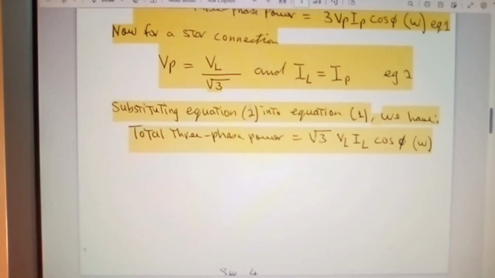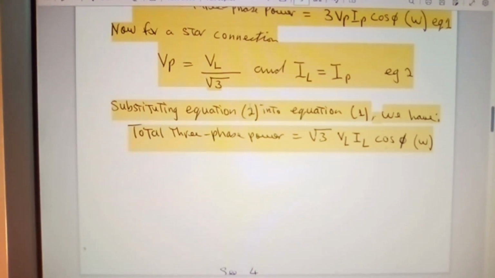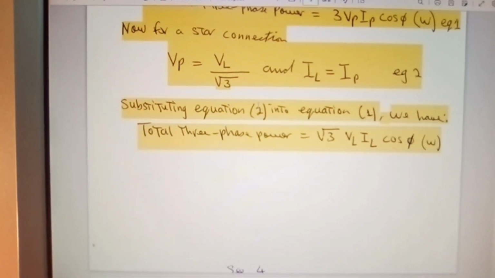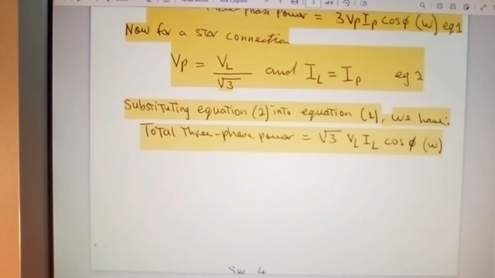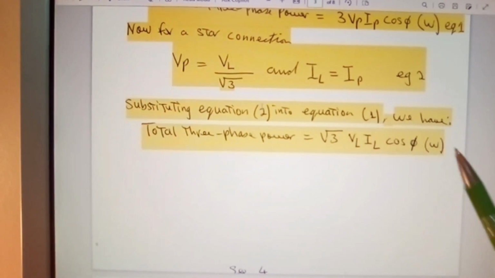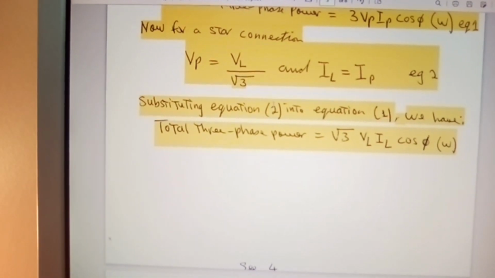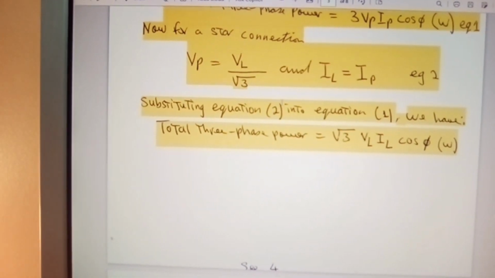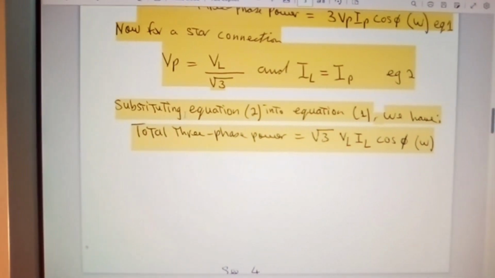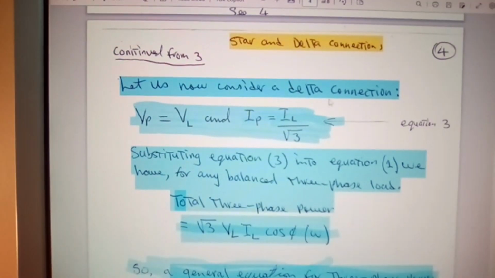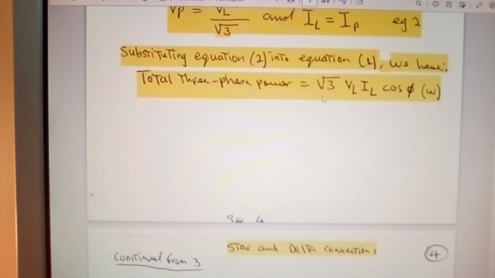The W is just to remind me that it's in watts. That's just my little reminder, not for anybody else. I suppose I could say to remind me that the unit is in watts.